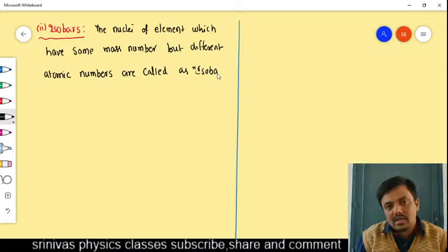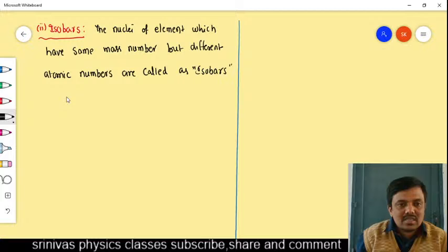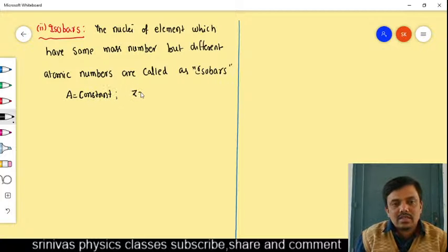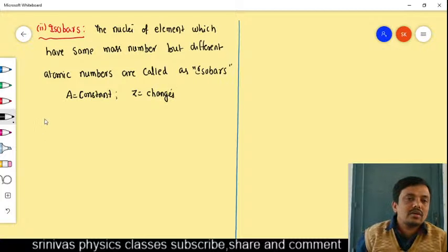Example for the isobars. In isobars, what is the same? The mass number is the same. The mass number is denoted with A. A is constant. But what is changing here? The atomic number is changing. Z is different. Then I will give the example for this.